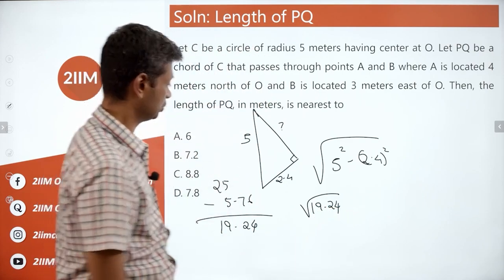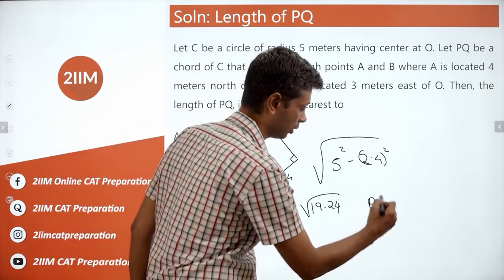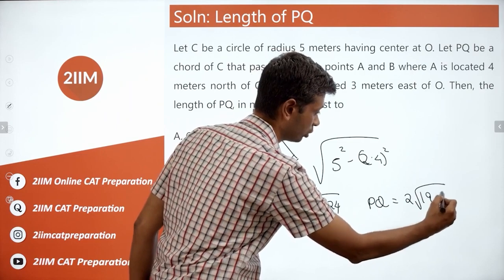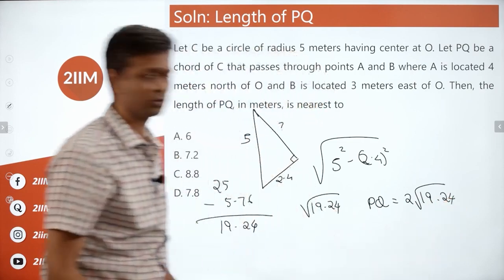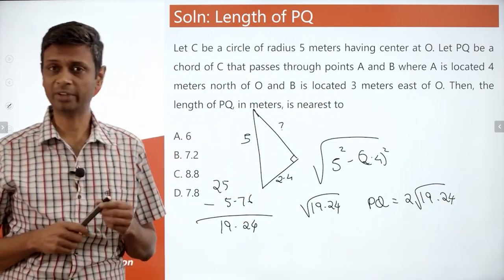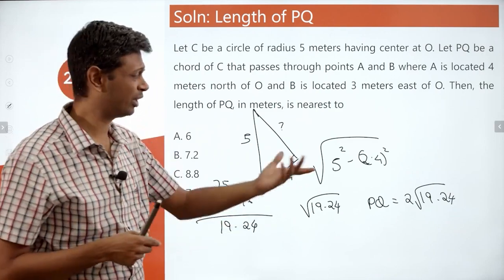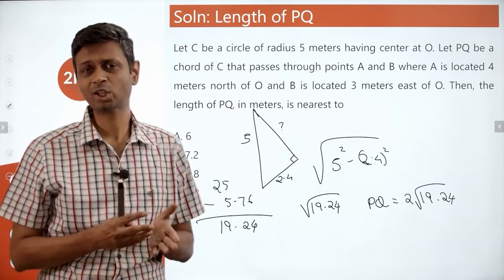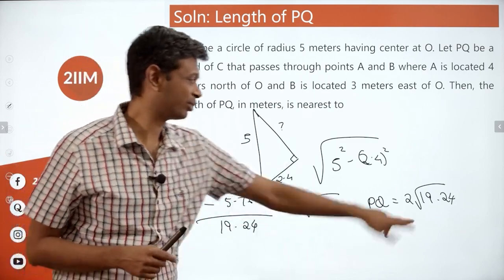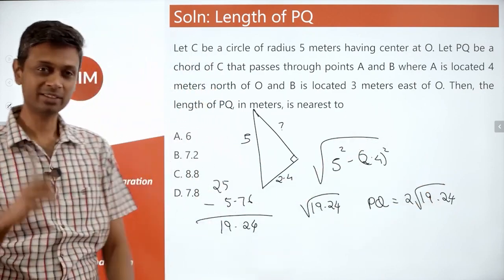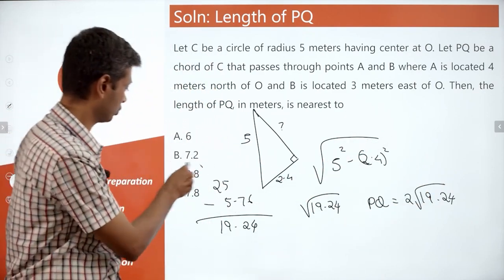Our distance PQ equals 2 times square root of 19.24. 4 square is 16, 5 square is 25, 4.5 square is 20.25. So this is between 4 square and 4.5 square, closer to 4.5. So maybe this is 4.4, 4.35, something like that. Into 2, you're looking for an answer in the 8.7, 8.8 range. This works.